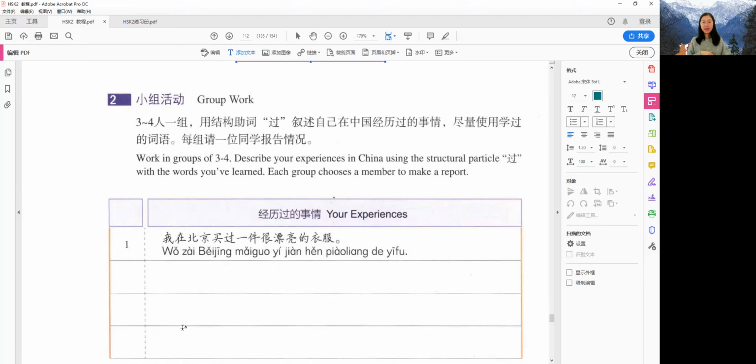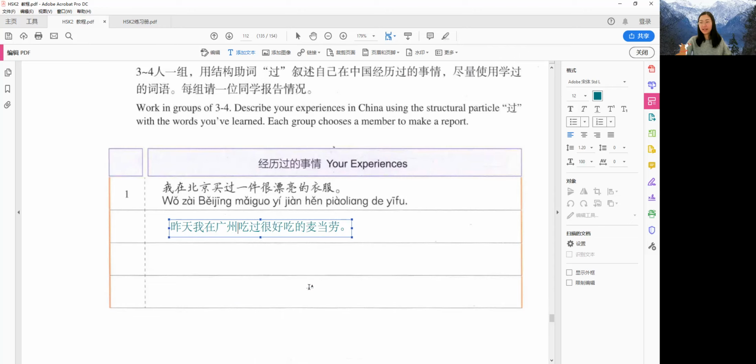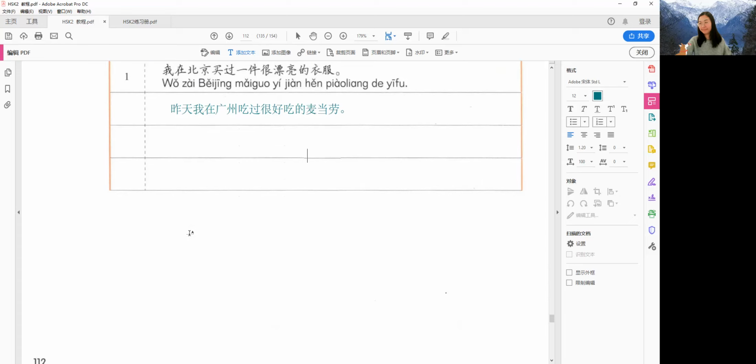For example, yesterday I have eaten a very delicious McDonald's. So we are going to do this sentence. 昨天我吃过很好吃的麦当劳. So we can add a lot of details. Where? 昨天我在, let's say in 广州, right? 昨天我在广州吃过, have eaten, 很好吃的, very delicious, 麦当劳. All right.